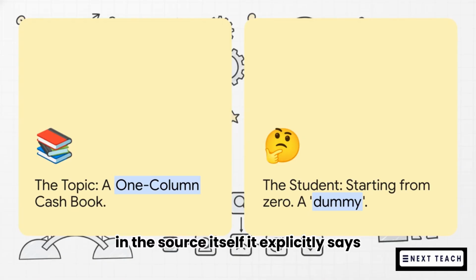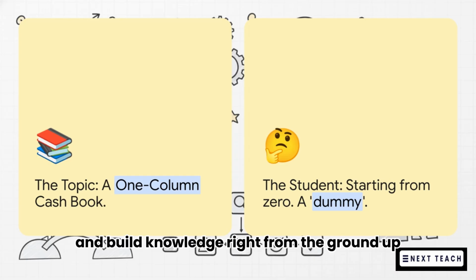And what's so fascinating is the language they use in the source itself. It explicitly says to teach as if the student is a dummy, that they're starting from absolute zero. Now that's not meant as an insult. It's actually a really powerful instruction. It forces you, the teacher, to just drop all your assumptions and build knowledge right from the ground up.